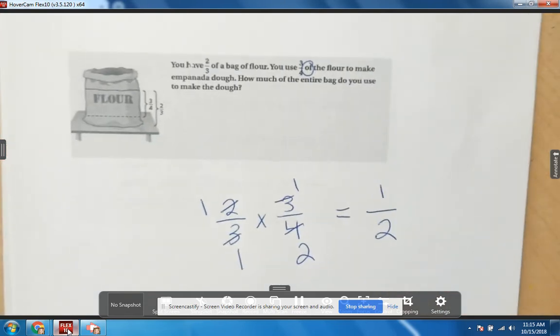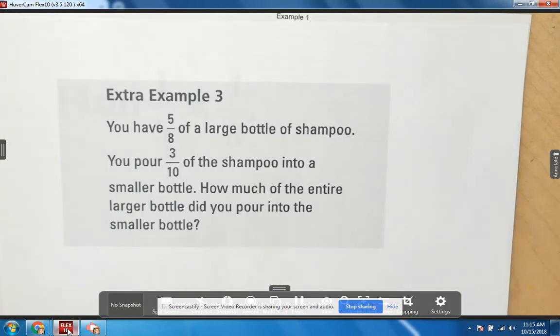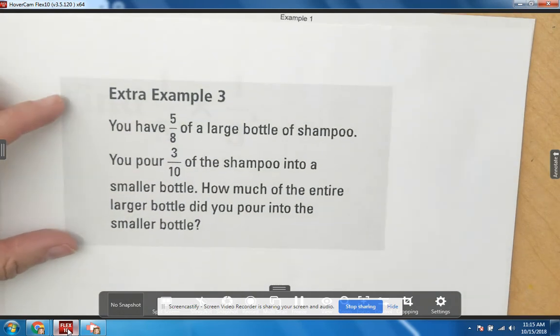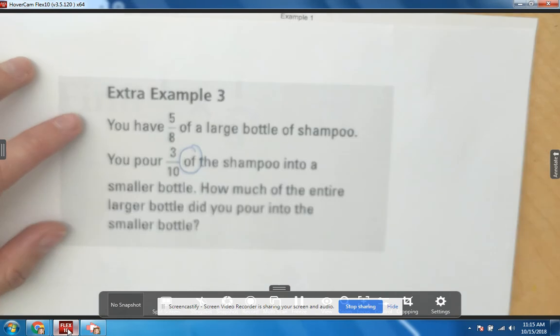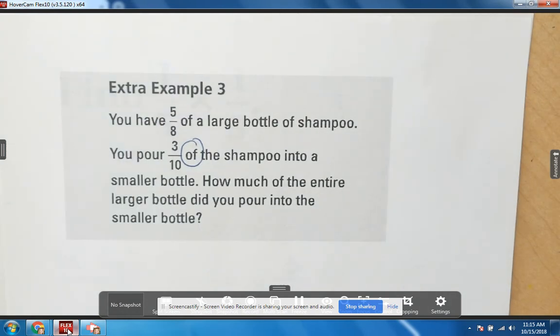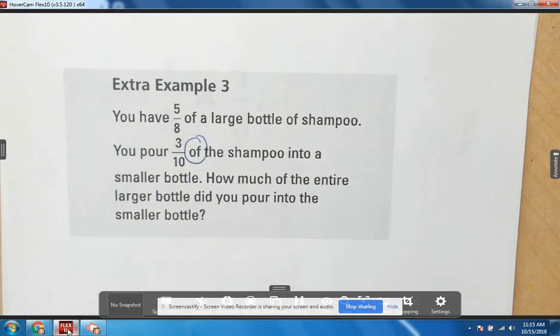Okay? So you didn't have to do that one. You could just watch it. Now you try this one. Same exact thing. Your keyword is of. So you're basically going to multiply 5/8 times 3/10. Okay? So try that. That is going to be your last problem. Come show me when you're done with all of your work.